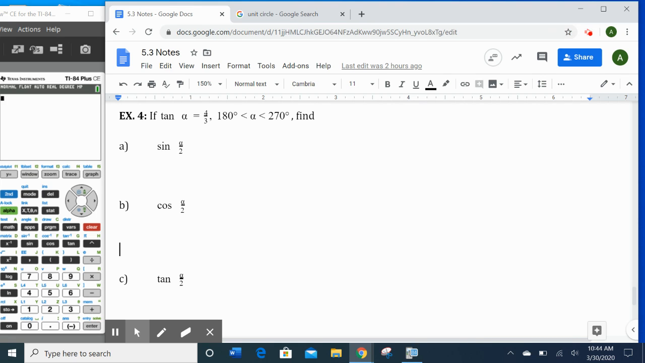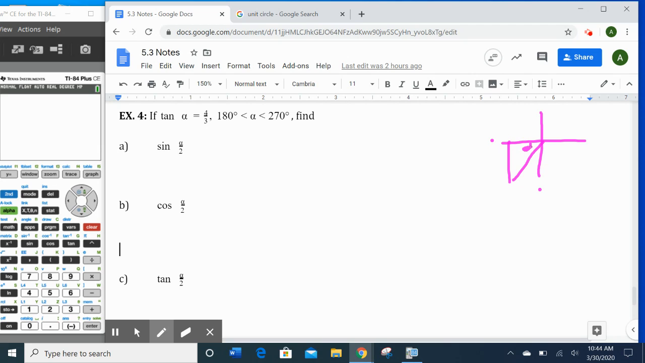Okay, so if tangent of alpha is 4/3 and alpha is between 180 and 270, I want to find sine of alpha over 2, cosine of alpha over 2, tangent of alpha over 2. I don't actually know what alpha is equal to, and I don't really need to in order to solve this problem. Alpha is between 180 and 270, and so if this is 180 and this is 270, then that means alpha is in quadrant 3.